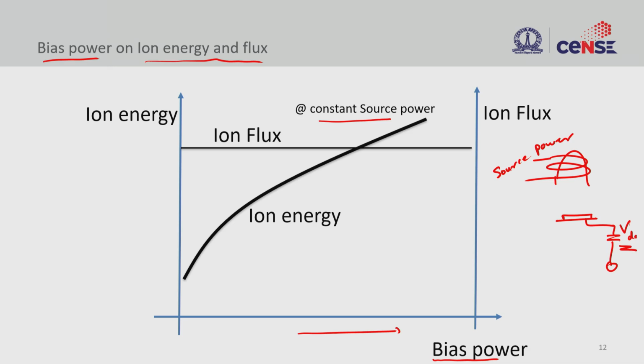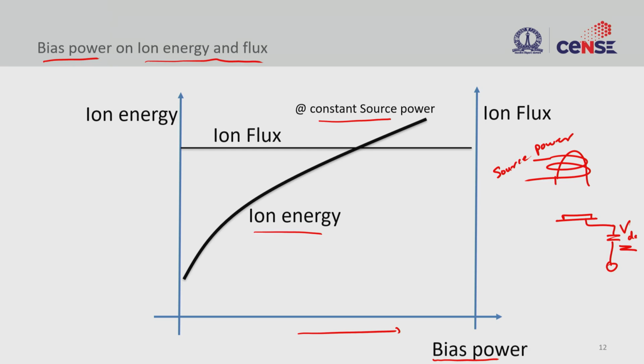So ion energy will increase with respect to bias, right? That is because you are accelerating, right? So you are trying to push all the ions from the plasma onto the substrate. So naturally your ion energy will actually increase.